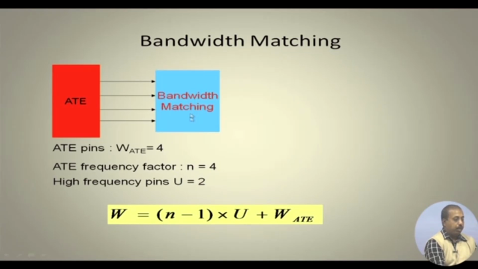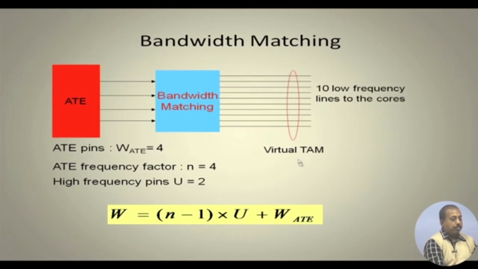So this is the bandwidth matching part, which increases the rate at which data is fed to the channels. Now, this virtual TAM has, as if, 10 low frequency lines to the cores. By looking at this formula, n is equal to 4 and u equal to 2, so 4 minus 1 into 2, that is 6, plus WATE which is 4. That is a total of 10. So on this virtual line I have, as if, 10 low frequency lines to the cores.